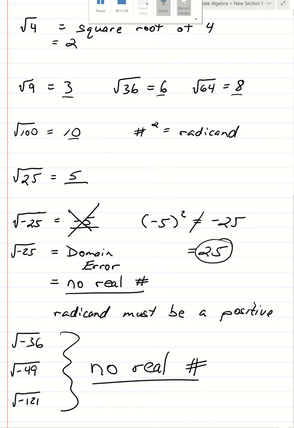Later on, at the end of chapter 9, you'll learn about the imaginary unit, and you will see that you'll be able to go further with this. That's why we use the word real when we talk about the fact that there is no real number when you try to take the square root of those negative radicands.